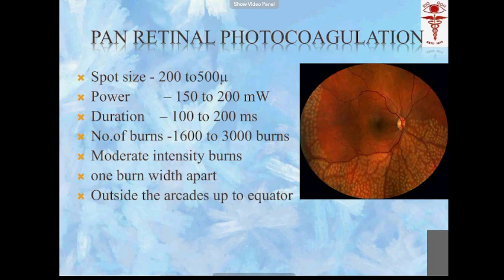So that is the reason for giving a pan-retinal photocoagulation. You make the hypoxic retina anoxic. You just burn it, and you shift the blood supply and oxygen supply from the mid periphery to the posterior pole.